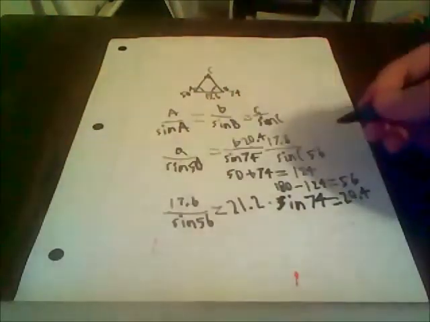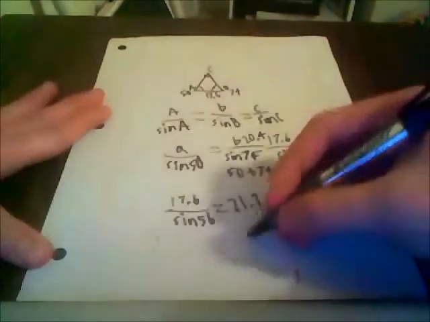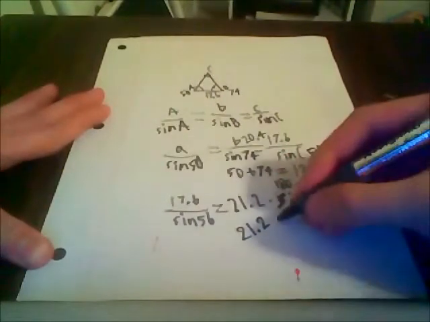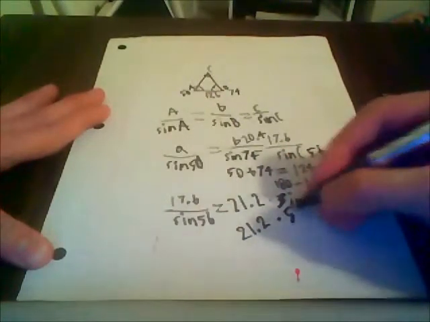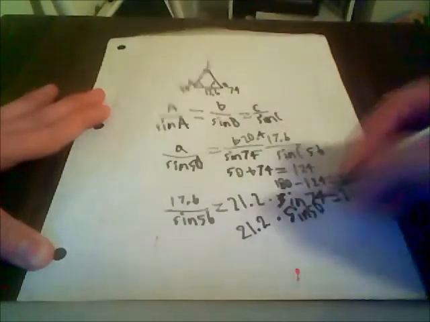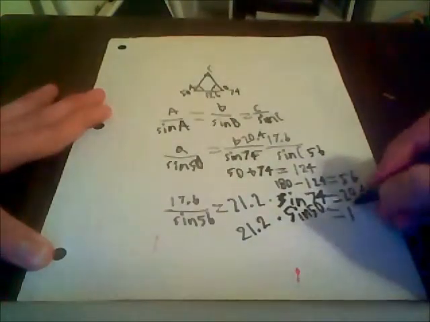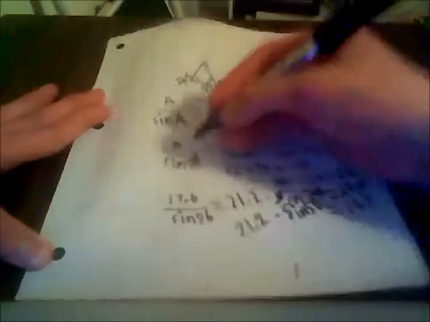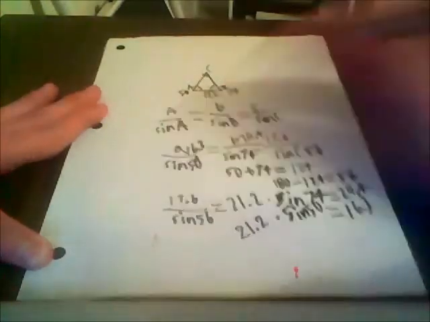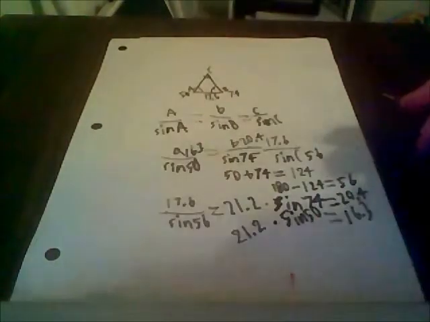Doing the same for A, 21.2 times sine 50 gives you 16.3. And there you have it for side angle.